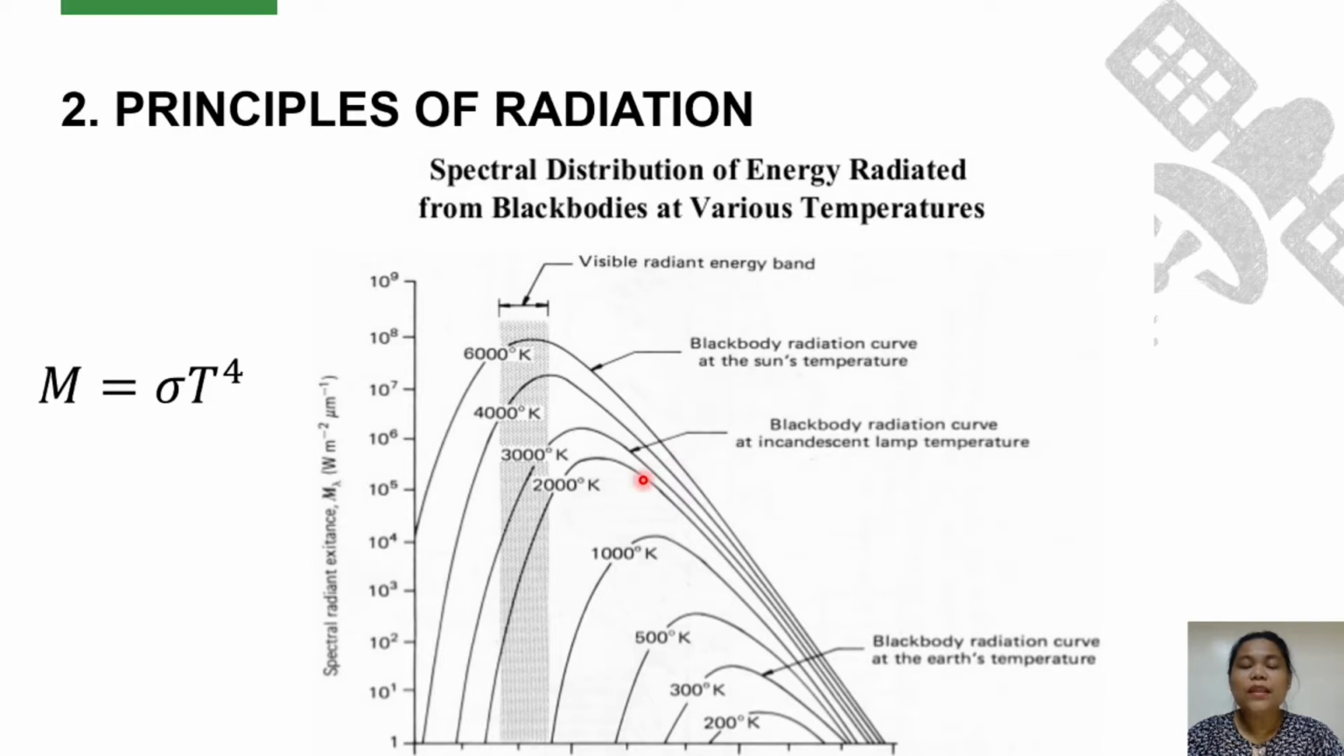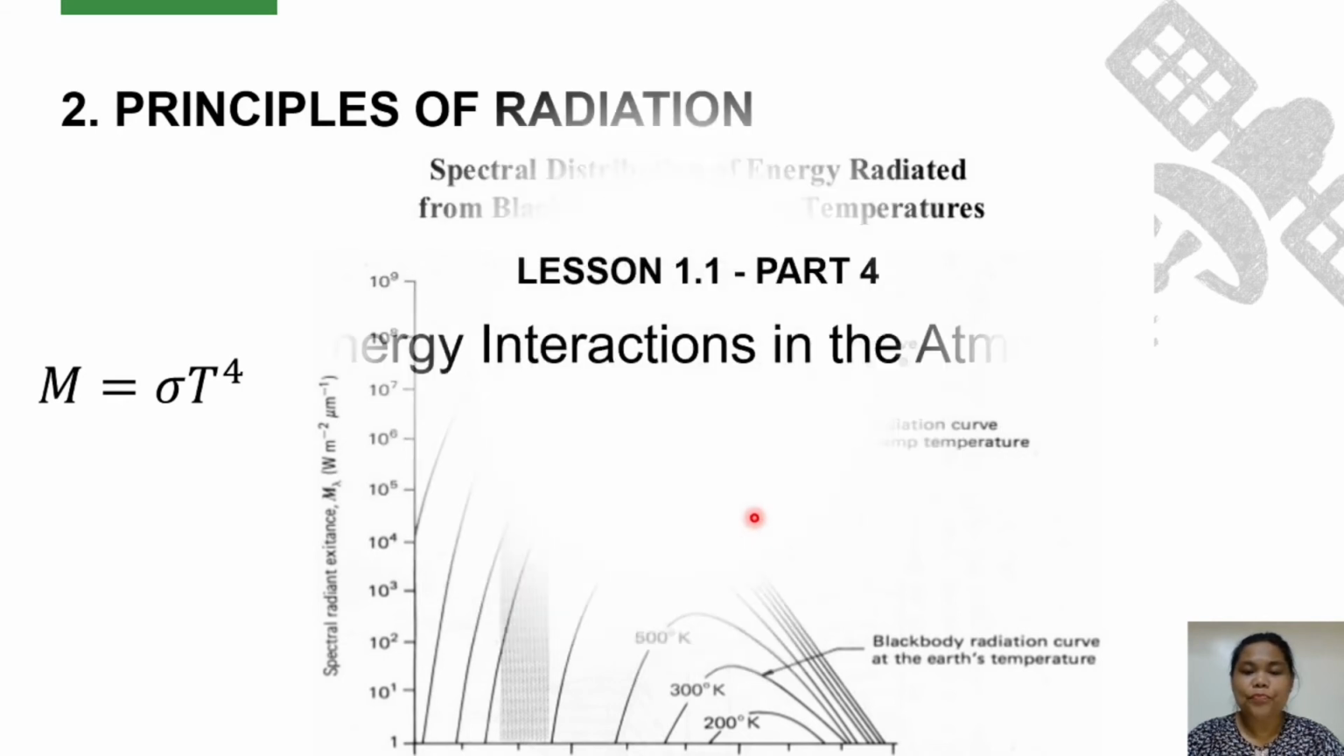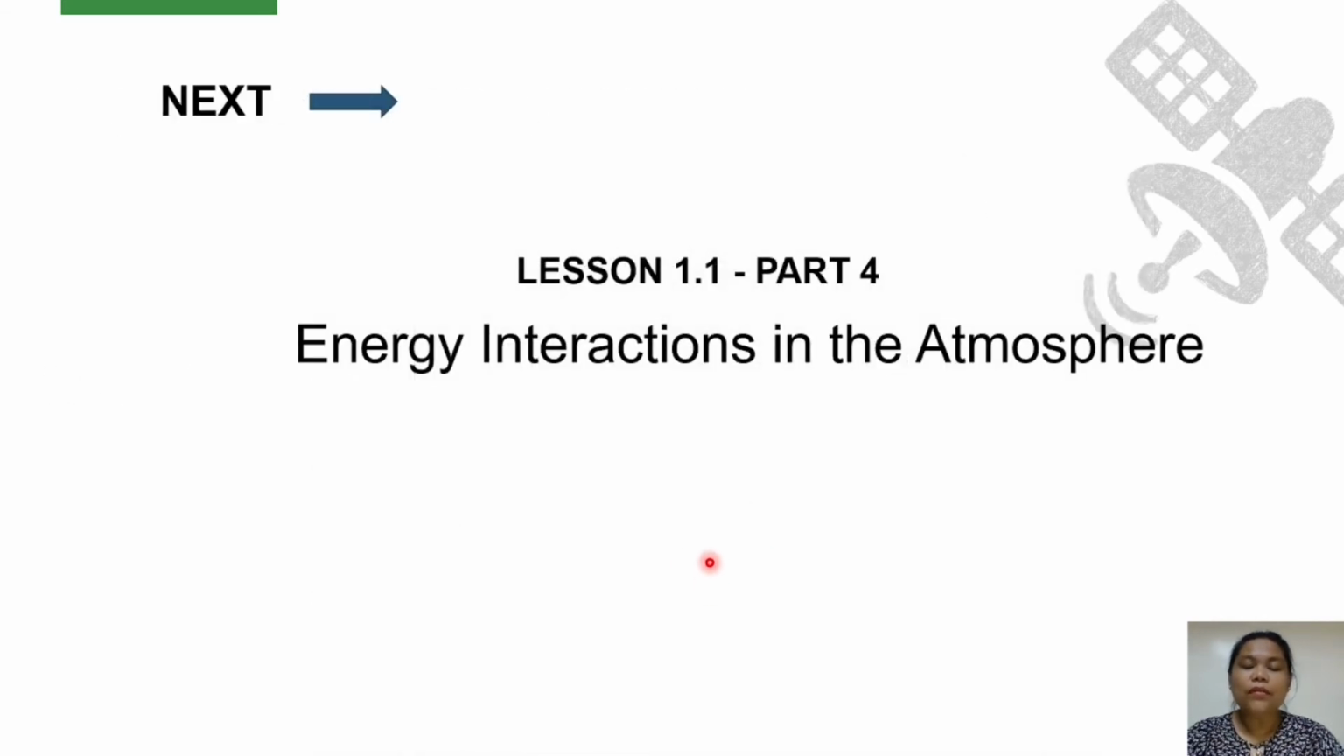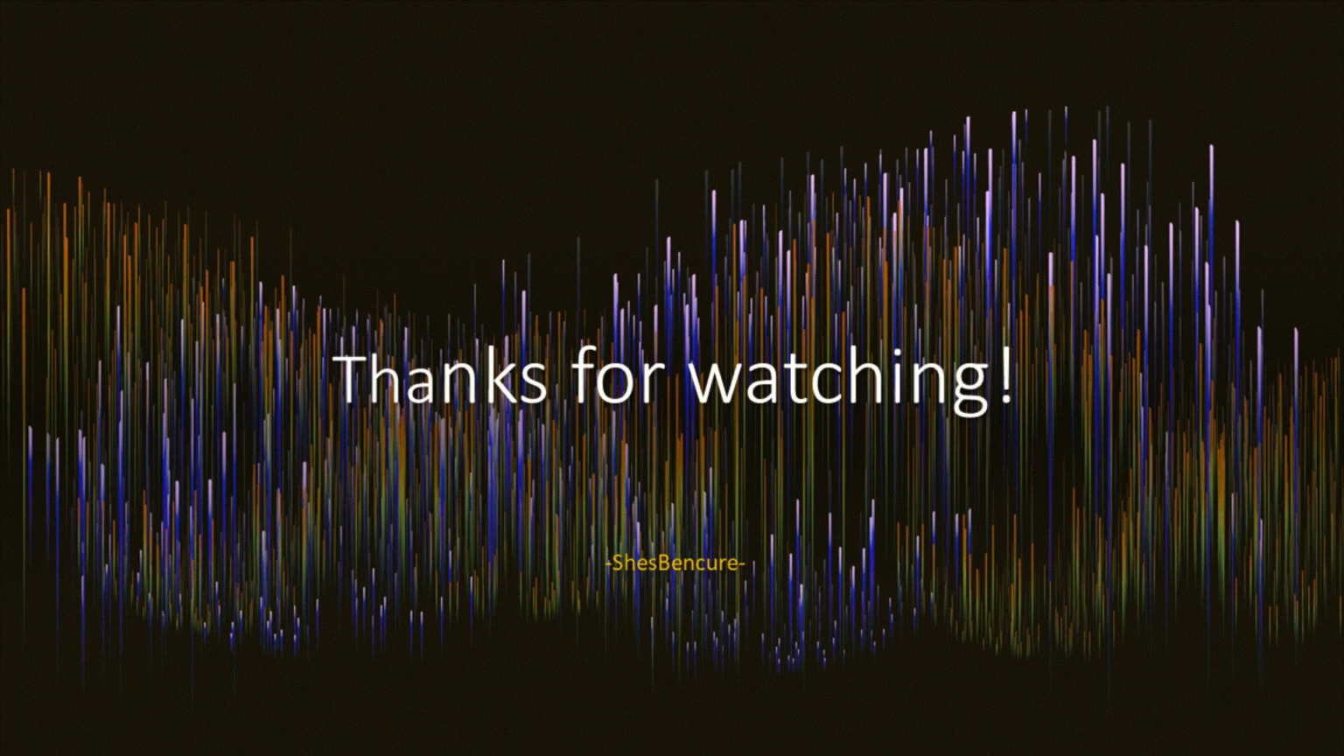This phenomenon can be observed when we heat a metal or an iron. As the object becomes hotter and hotter, the metal glows yellow and eventually turns white. That phenomenon can be explained through the principles of the Stefan-Boltzmann law. That is all about the principles of radiation. Our next discussion would be energy interactions in the atmosphere.